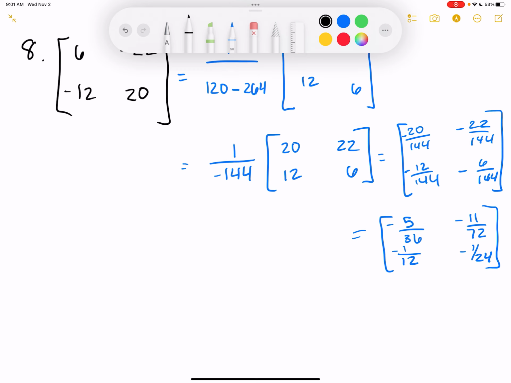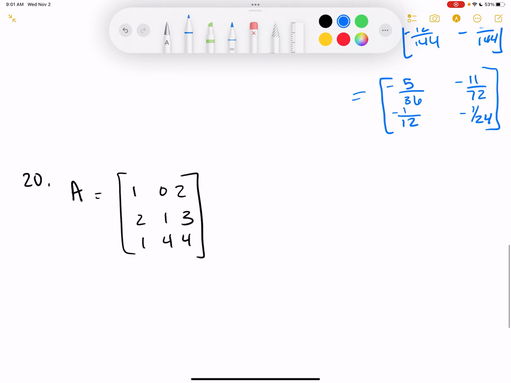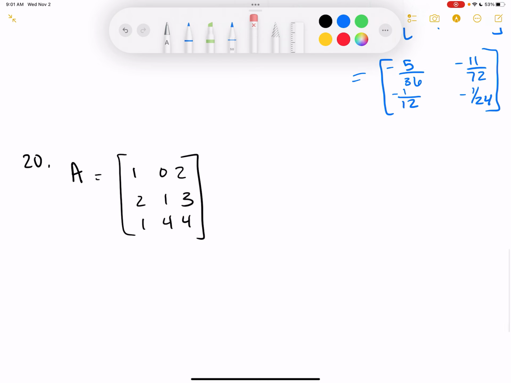So number 20. Since we're doing it on the calculator, I'm only going to do one of them. But matrix A is going to be 1, 0, 2, 2, 1, 3, 1, 4, 4. To denote that I'm doing it on the calculator, I'm going to show matrix A with a little -1, because that's how we're going to type it into our calculator. So you're going to put this matrix in your calculator just like you normally would.